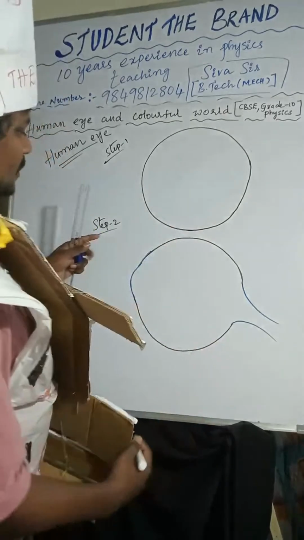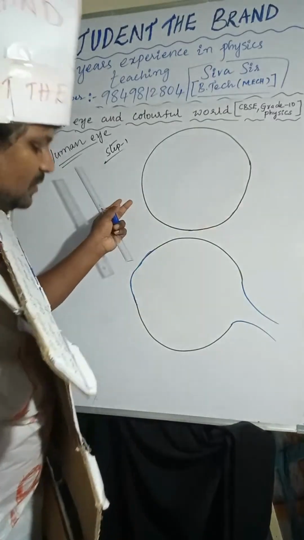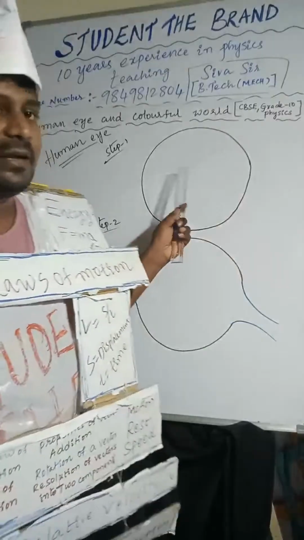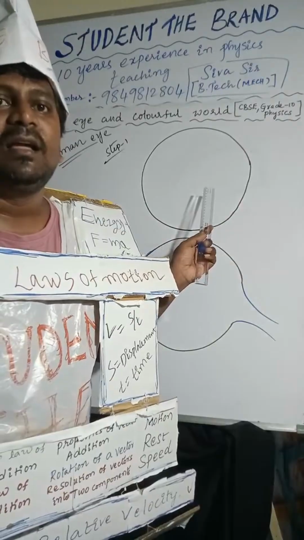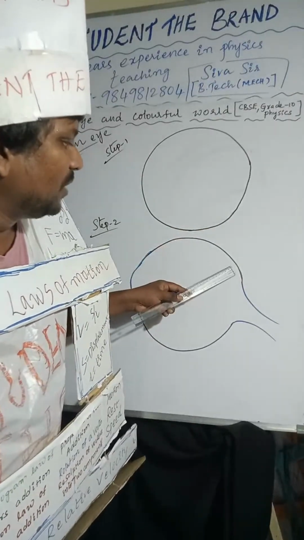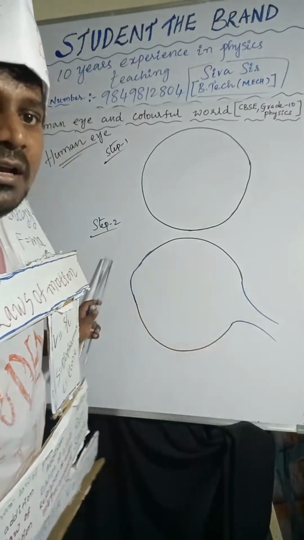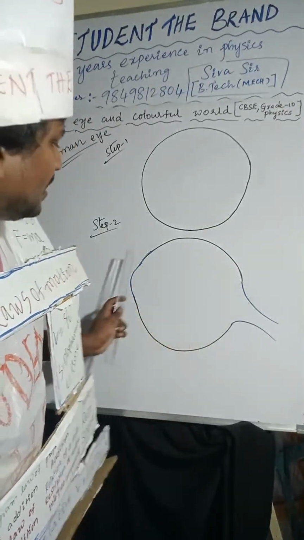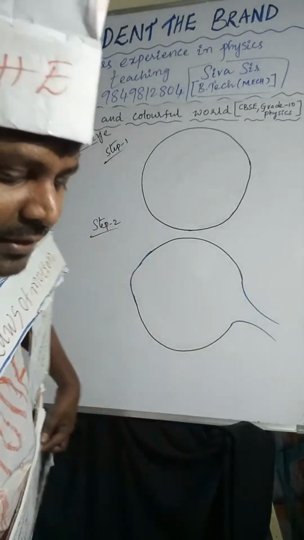I hope you got it. So like that you have to draw the human eye. First, draw the complete circle. After drawing the complete circle, you must draw like this one. So this is the optic nerve and this is the cornea. So like this you have to draw the bulb surface. Next one, so you can see.